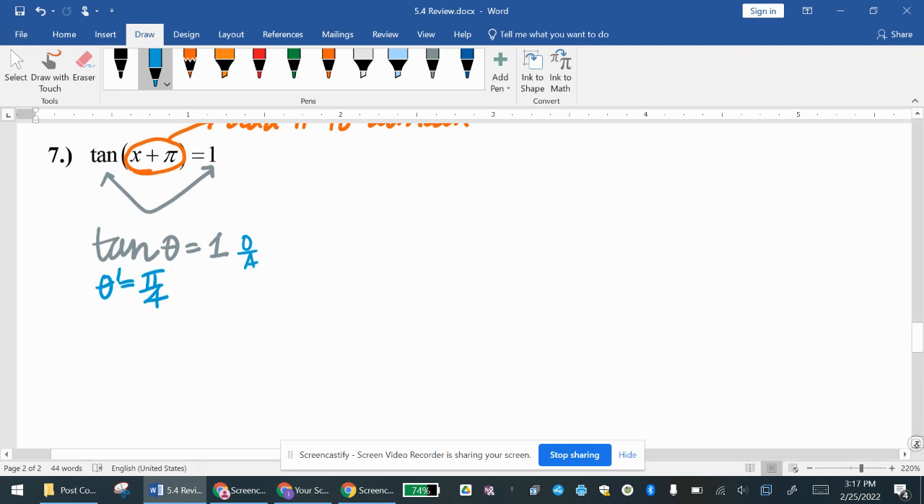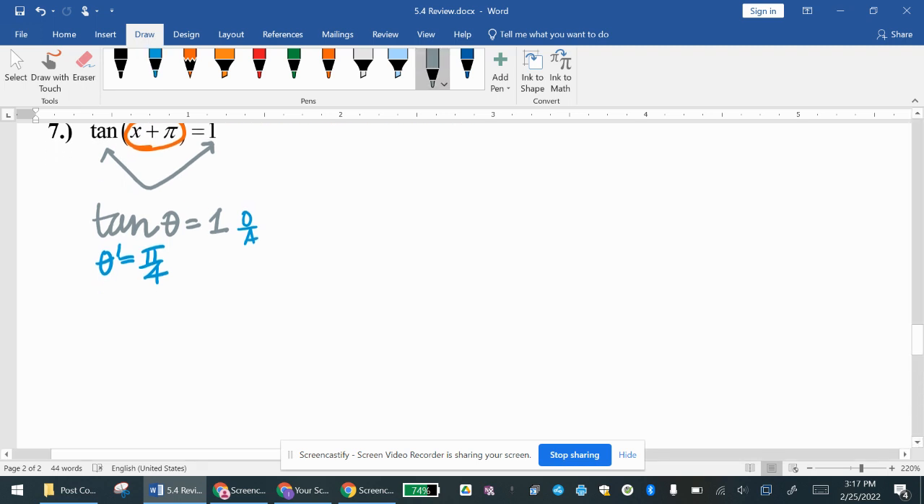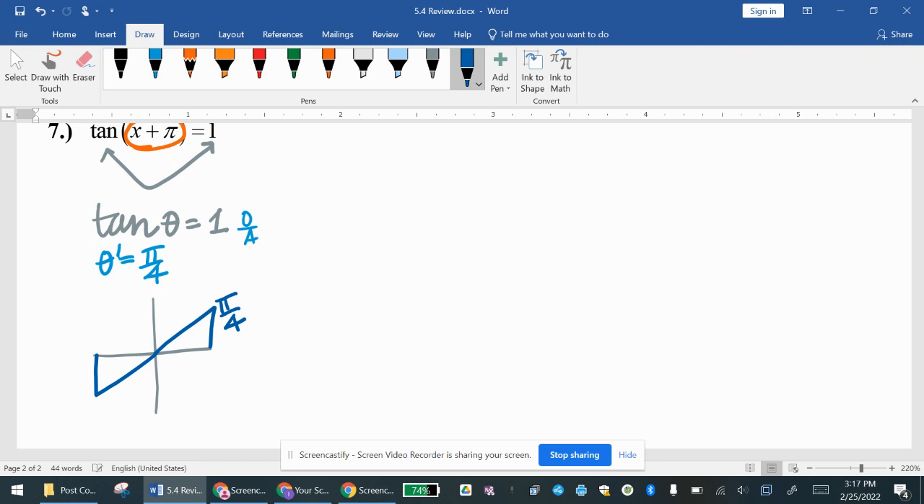The next thing you want to ask yourself is what quadrants is tangent positive in? Tangent is positive in quadrants 1 and 3. So that would give me angles of pi over 4 and 5 pi over 4.